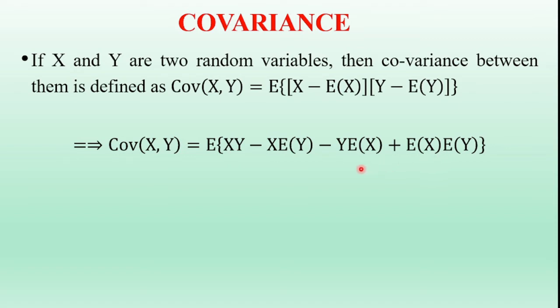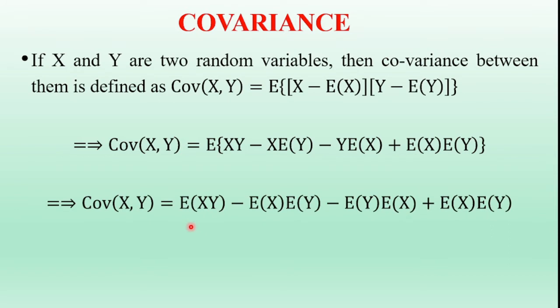Using the property of expectation, that the expected value of a sum of random variables is equal to the sum of their individual expectations, we apply the expectation to each term on the RHS: expectation of XY minus expectation of X into expectation of Y minus expectation of Y into expectation of X plus expectation of X expectation of Y. Here, minus expectation of X expectation of Y plus expectation of X expectation of Y is cancelled.